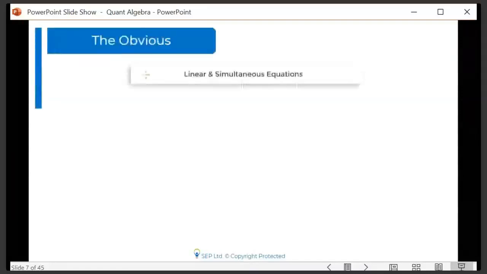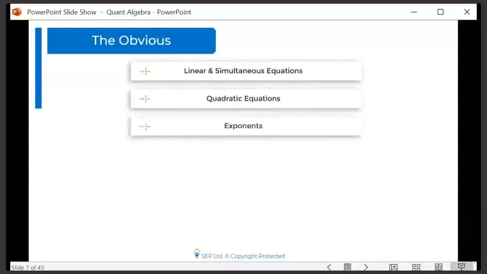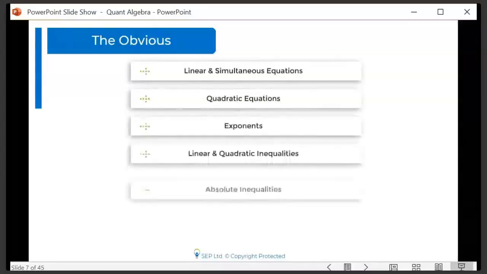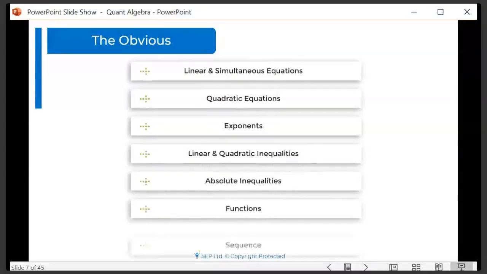Okay, linear quadratic equations. Okay, Radhakrishnan, you're correct. So the obvious things that you need to be really good at are linear and simultaneous equations, quadratic equations, exponents. Then there are inequalities, both absolute and linear, and quadratic inequalities. Then your functions and sequences.